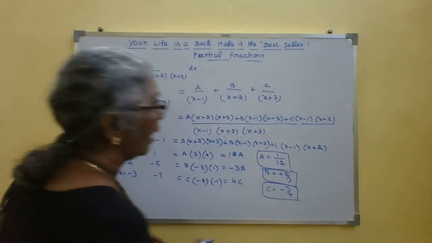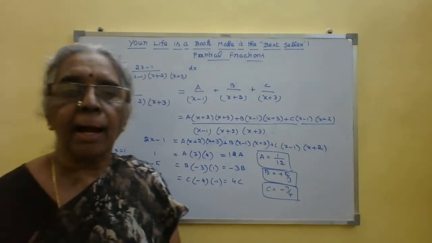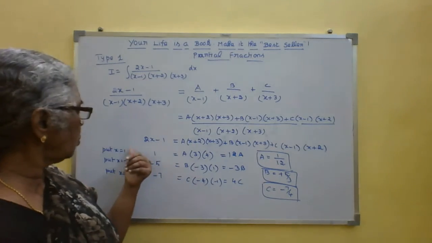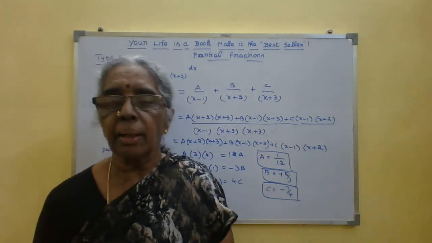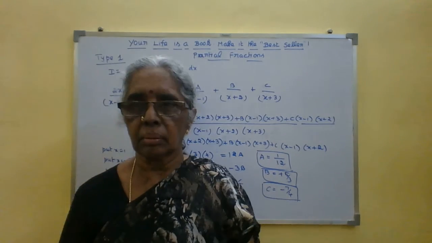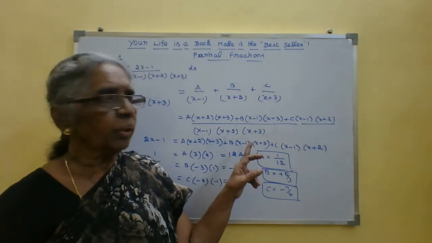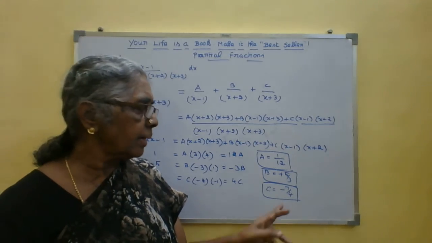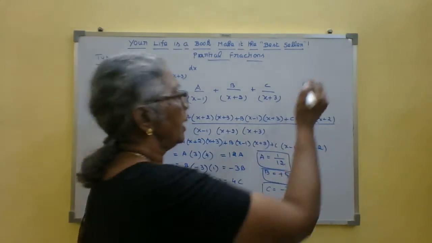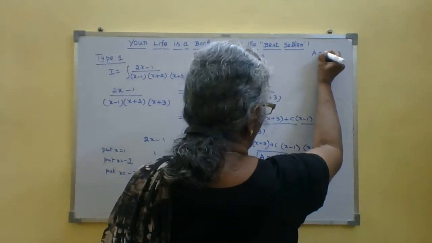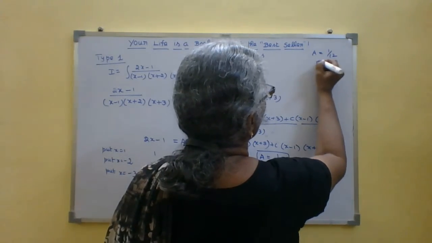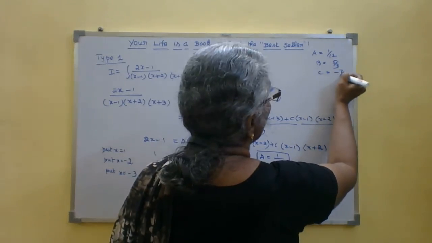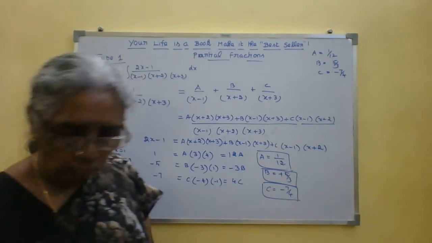So, you have got the values of a, b and c by equating the values of x to 1, minus 2 and minus 3. Okay. So, now you have got a is 1 by 12, b is 5 by 3, c is minus 7 by 4. Let us note down the values here because we need them to substitute.